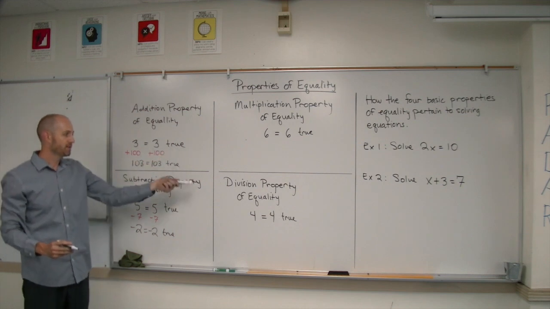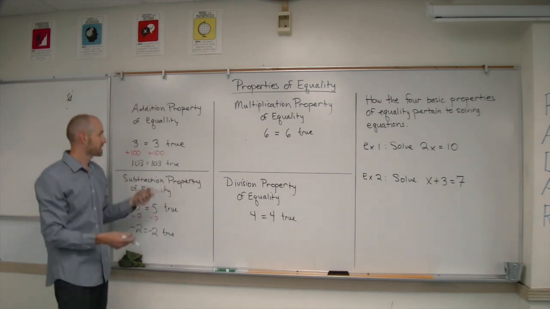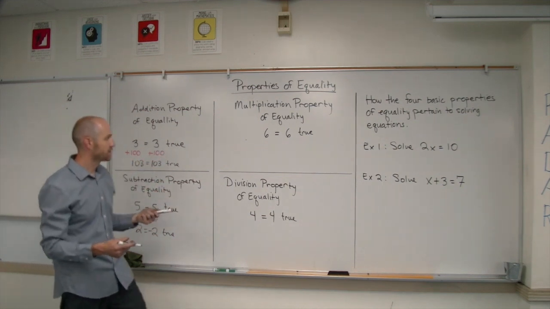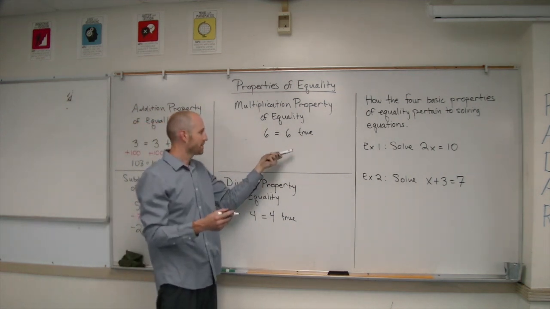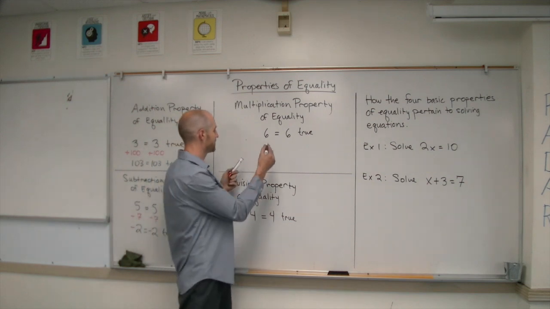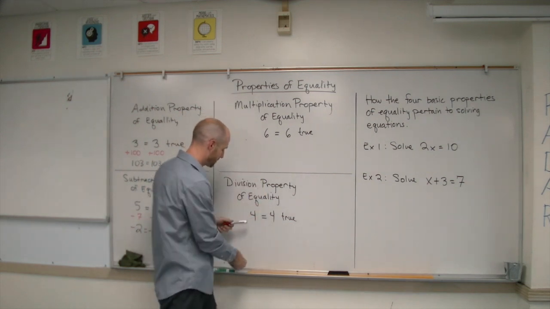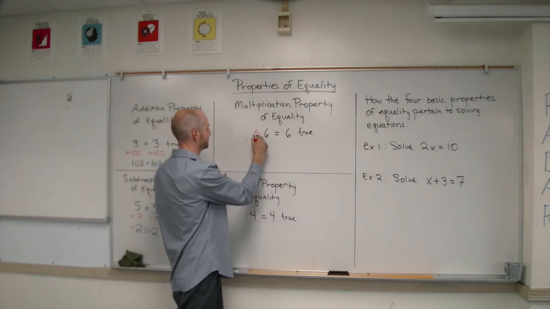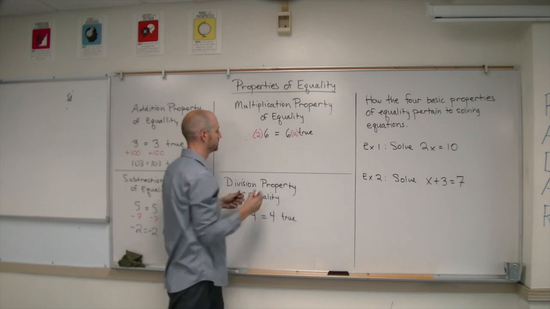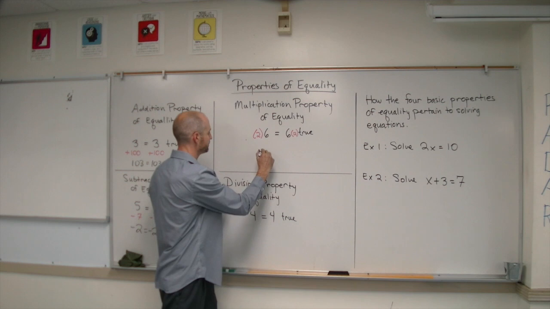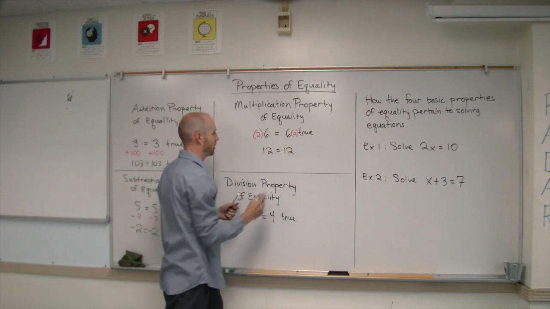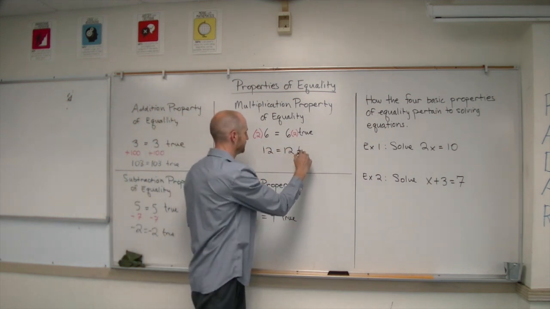And the multiplication and division properties of equality work just the same way as the addition and subtraction ones do. Multiplication property says you can multiply both sides by the same number and the statement will stay true. So for example, if we multiply both sides of this equation by 2, then we get the new statement 12 equals 12, still true.